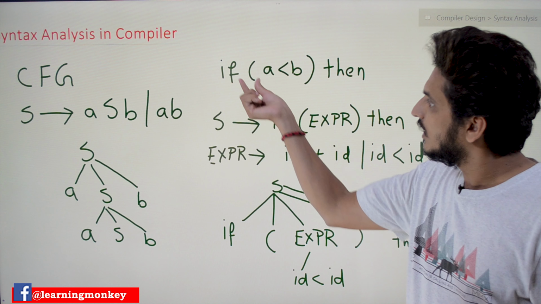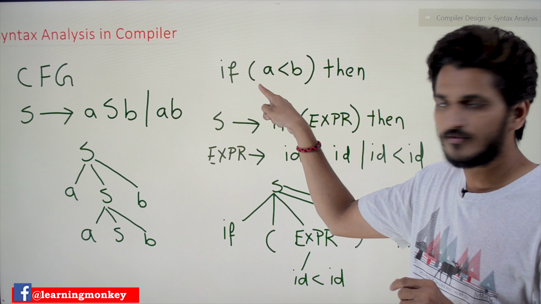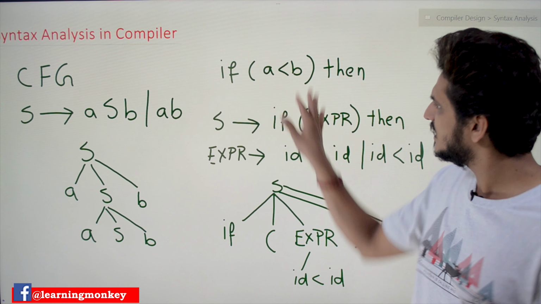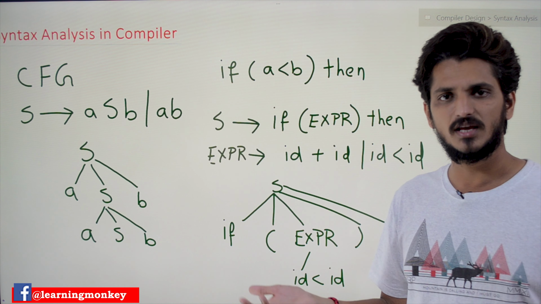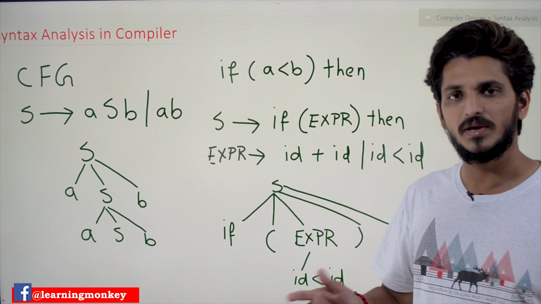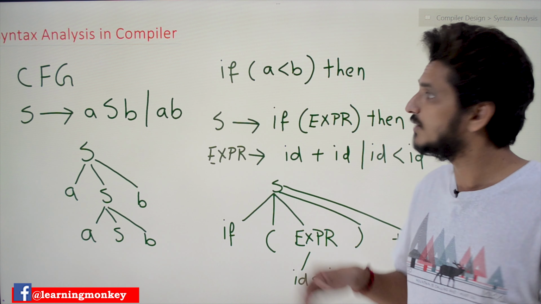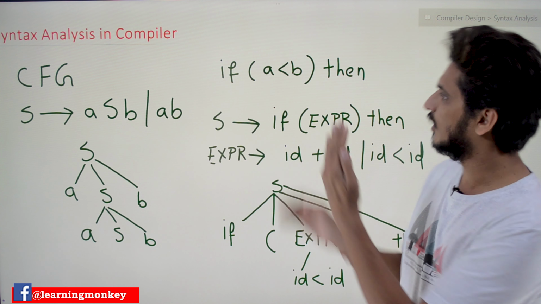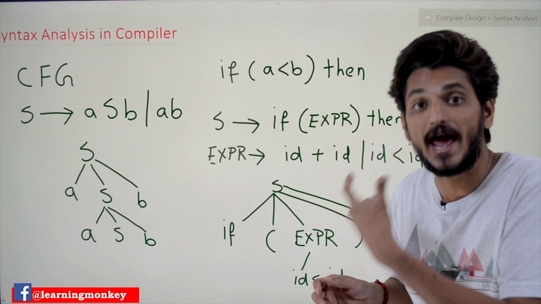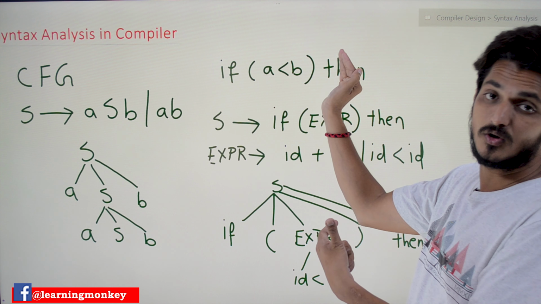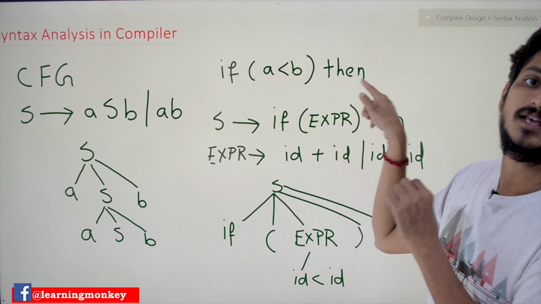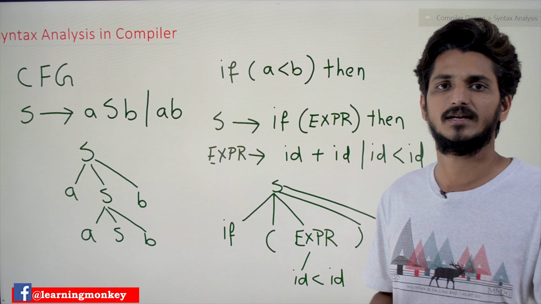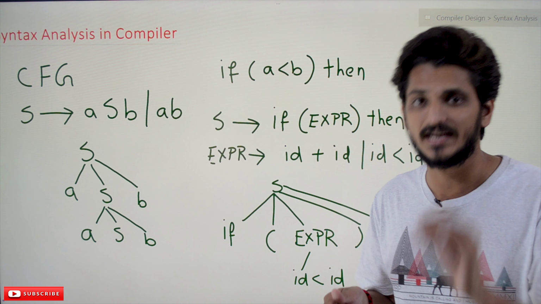What's the meaning of that? If you find the if keyword, after that you have to find an open bracket. After that, there is an expression. a less than b is an expression. Here you can write any expression: a plus b less than d, a minus b less than c, a less than b and b less than c. Any expression can be written here. So first we find the if keyword, then the open bracket, then we check for an expression, then we find the closed bracket, then the then keyword. If everything is found, yes, this line is syntactically correct. That is what happens in the syntax analysis phase.